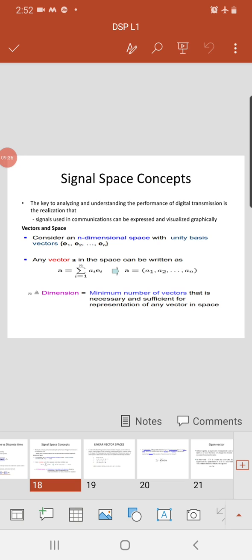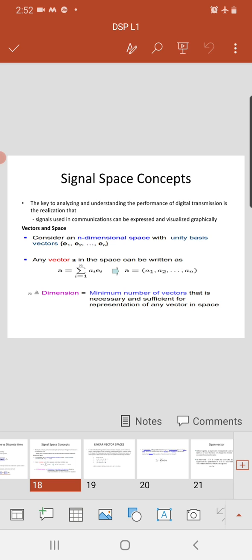Next is the signal space concept, or vector concepts. The key to analyzing and understanding the performance of digital transmission is the realization that signals used in communication can be expressed and visualized graphically.